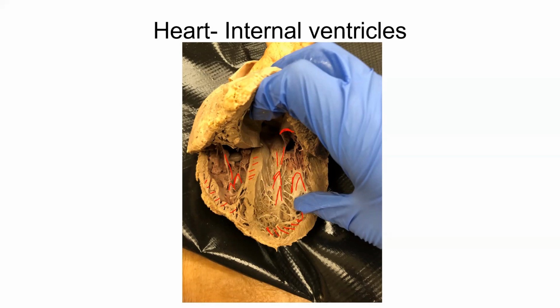So again, that wall or muscle that divides the right ventricle over here from the left ventricle over here, and is also representing the groove on the anterior surface of the heart, which is the interventricular sulcus.